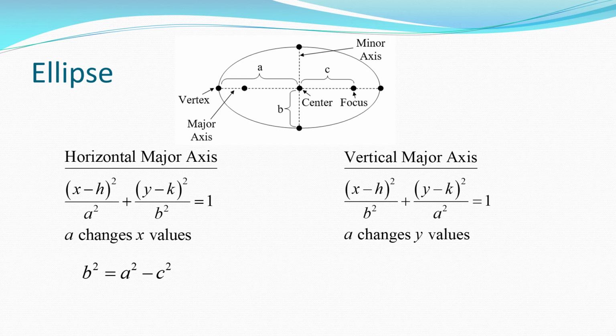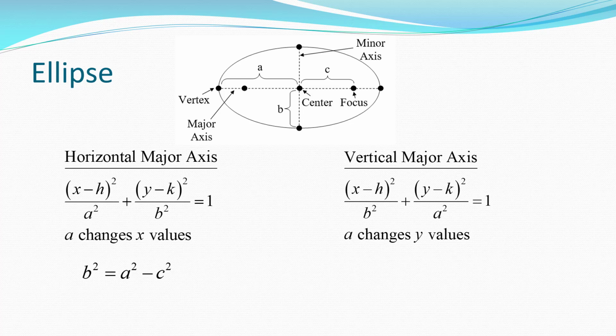Also notice that in the equation for the horizontal major axis, the a squared is under the x squared, so the a affects the x. So a then changes x values. So from the center, you can get to the vertices by changing the x values. And looking at my picture, whatever a changes, c changes, and vice versa. For the vertical major axis, notice that a squared is under y squared. In that case, the a would change y coordinates of points. So from the center, you would go up and down to find the vertices. And since a and c would affect the same things, you would go up and down to find the focus.